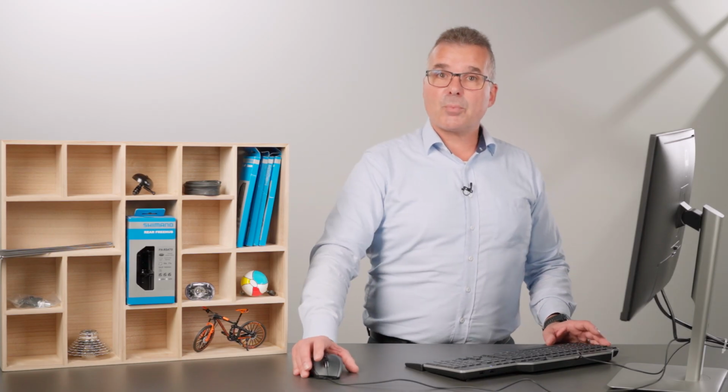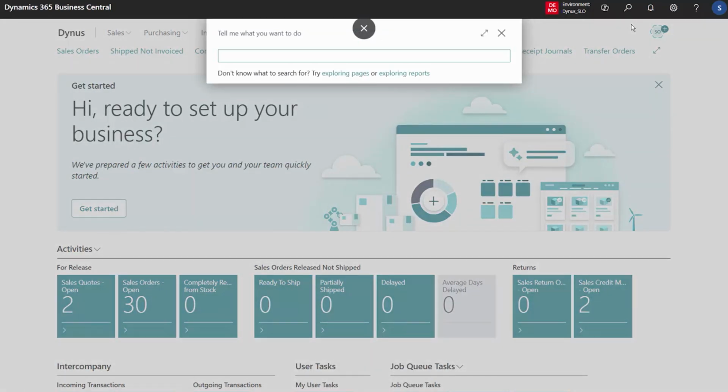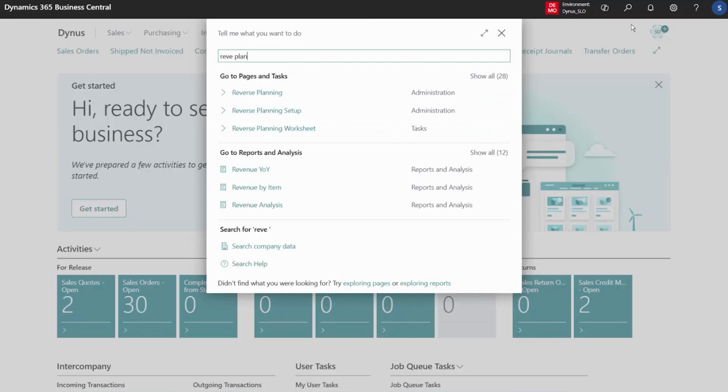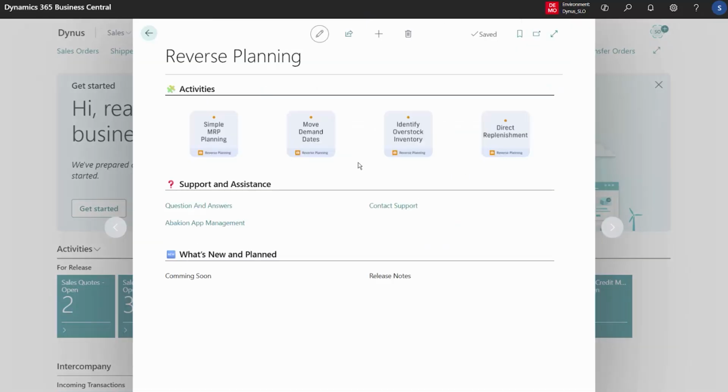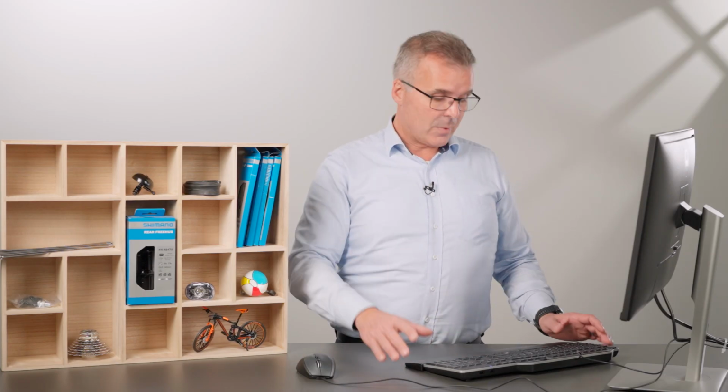With reverse planning, it's possible to find what we call overstock inventory. If I go into my reverse planning setup here on my page, we call it Identify Overstock Inventory. The purpose of that is to find items where you have too high inventory value or inventory times multiple of safety stock or reorder point or safety stock plus reorder point. In this way, you can find items that you have too much in inventory and you want to reduce. Maybe you want to sell out the item.